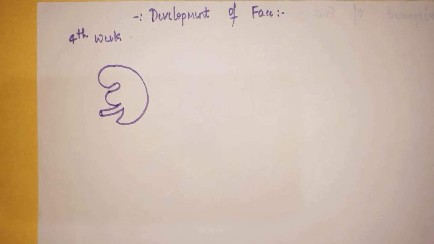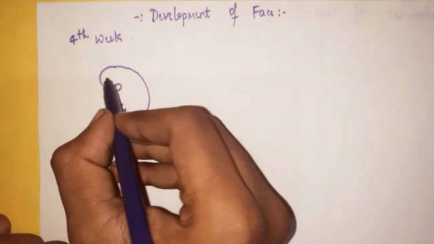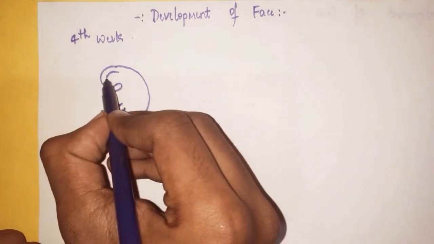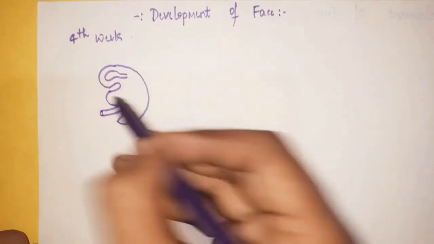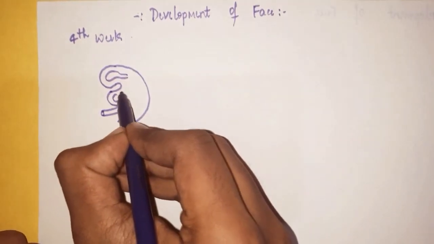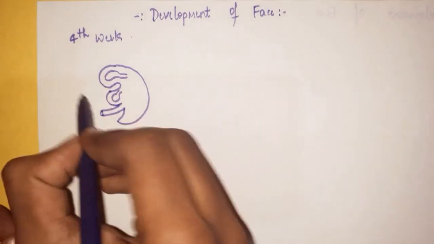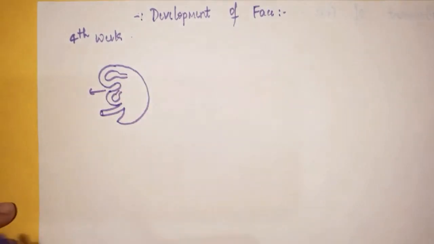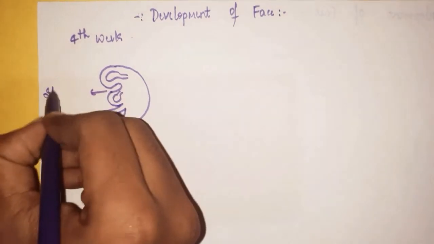So in the fourth week of development, two prominent bulgings are seen. The first one is due to the developing brain and the second one is due to the developing heart. These two prominent bulgings are separated by the primitive mouth, called the stomatodium.